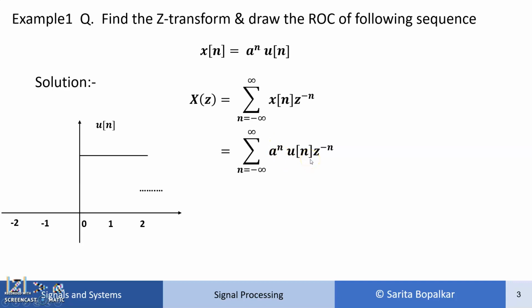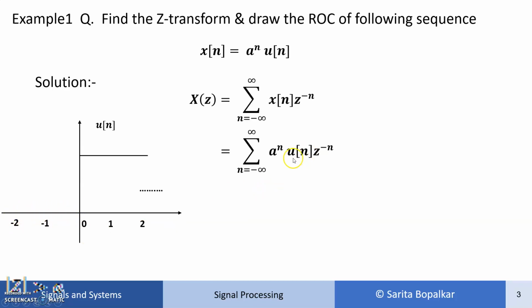If you know u of n, it exists for n greater than or equal to 0. That is, the existence of u of n is from 0 to infinity and the amplitude is 1. That means this a raised to n, whatever its existence from minus infinity to infinity, gets multiplied with u of n whose amplitude is 1. But this u of n is 1 only for n greater than or equal to 0. For n less than 0, this amplitude is 0.